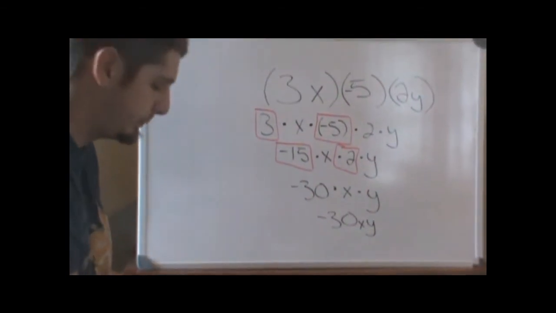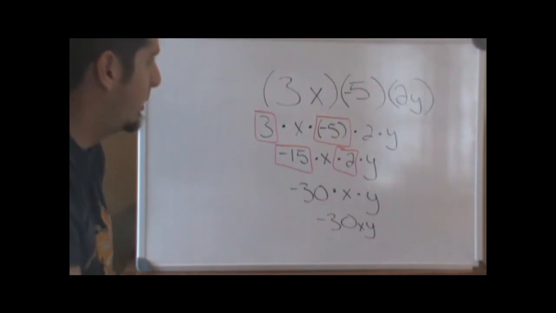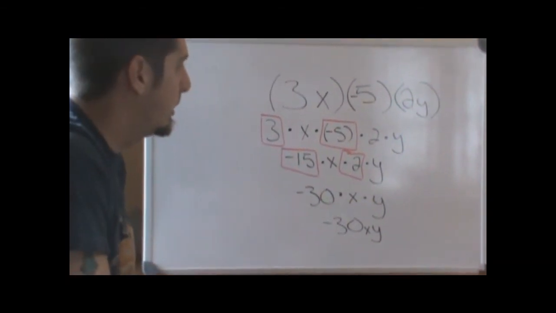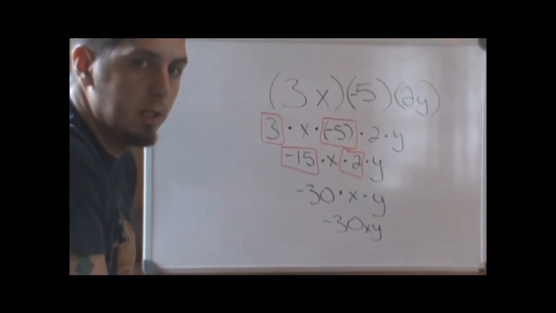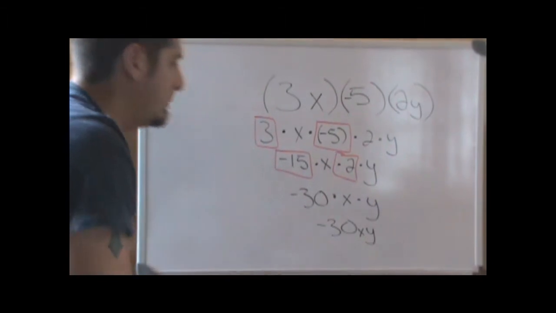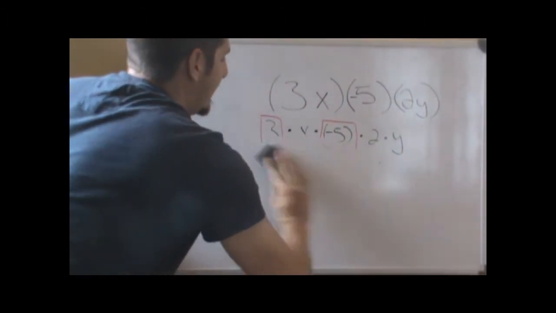xy. So really the shortcut rule here is when you see a bunch of numbers and letters being multiplied together, just multiply the numbers together and slap the letters on the end. The only time you have to do any multiplication with the variables or the letters is when you have two letters that are the same.